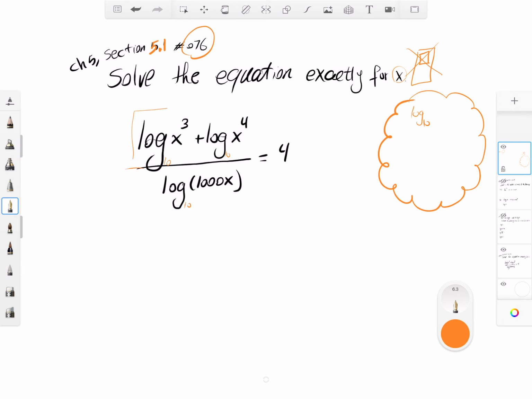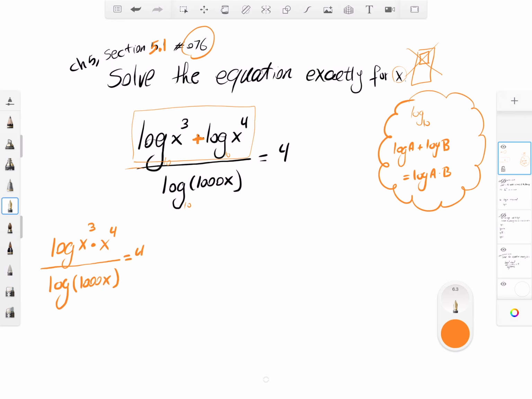We have 2 log here, and this addition. The property that we know, we have log of a plus log of b. We can write this as one log of a multiplied by b. So that's what I'm going to do. So I'm going to write log x to power 3 multiplied by x to the power of 4, divided by log of 1000 x, equal to 4.